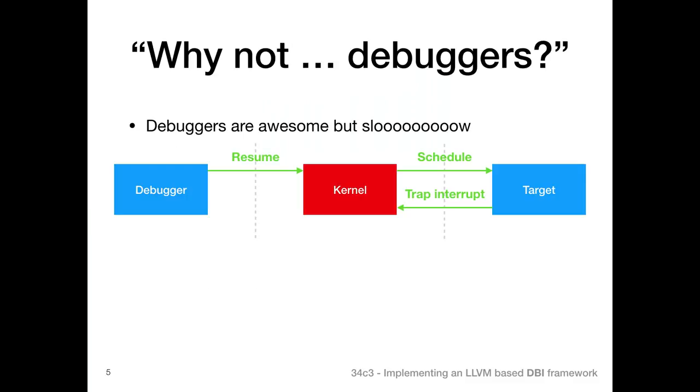And then the target hit a breakpoint, which is like a trapped interrupt, which jumps back into the kernel. And then the kernel sees that the interrupt should be caught by the debugger, basically. So it's going to send a signal to the debugger and reschedule the execution of the debugger. And while you're doing that, for one continue and breakpoint hit, you're doing four boundary crossings between user land and kernel land. And also, you're doing two process reschedulings.